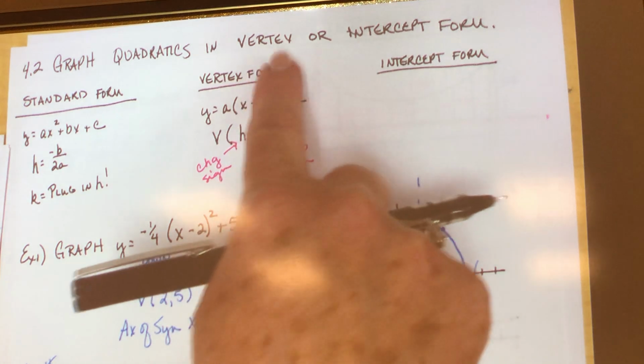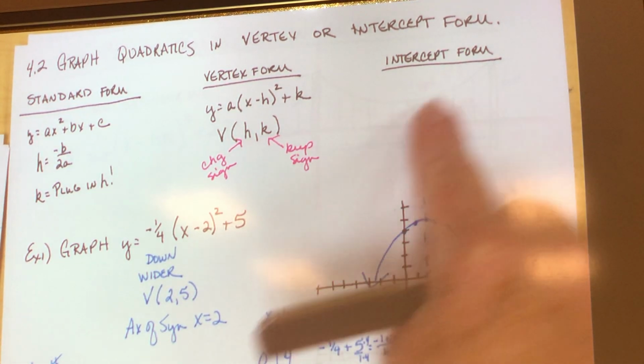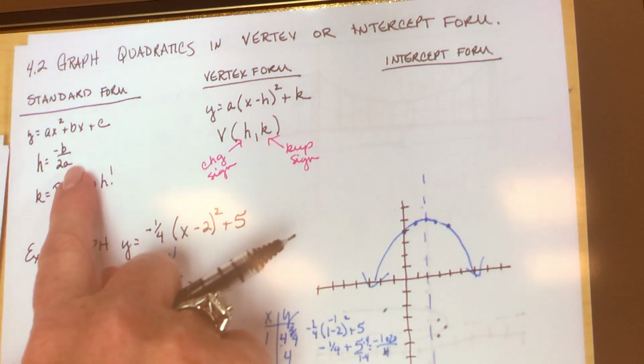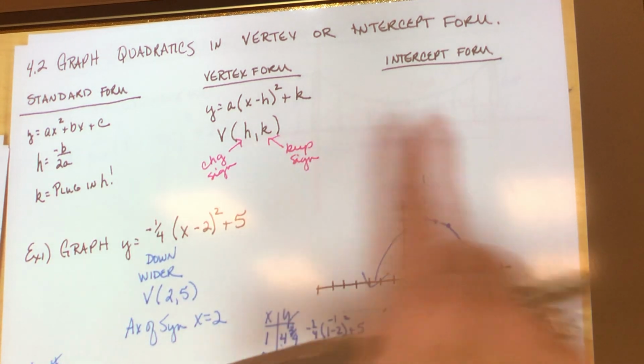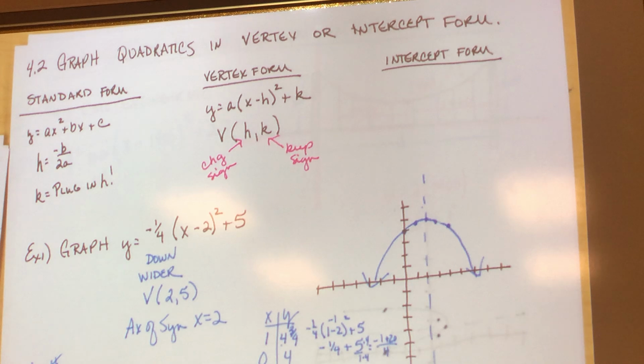4.2, graphing quadratics in vertex and intercept form. We're going to write it up here because I want you to look at it all together. These are the 3 forms that we're going to graph them in: standard form, vertex form, and intercept form. Everybody okay?